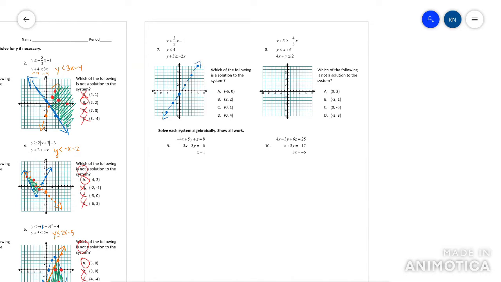So here's the first line. The second line, y is less than 4. Is a dotted line just horizontal at 4? And then this third line, make it into mx plus b. So subtract 3. So you got y is greater than or equal to -2x minus 3. Y-intercept of -3. Now you drop 2, run 1. And this is going to be a solid line.